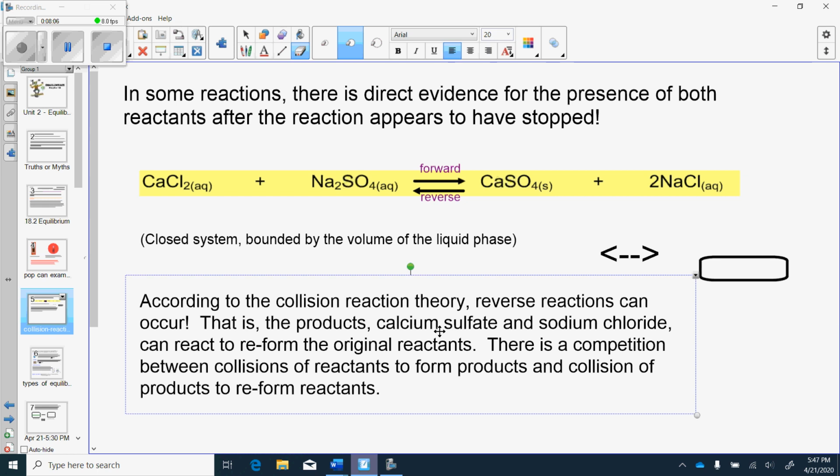So according to the collision reaction theory, reverse reactions can occur. That is, the products, calcium sulfate and sodium chloride, can react to reform the original reactants. There is a competition between collisions of reactants to form products and collisions of products to form reactants. And when that competition starts happening at the same rate, that's when we have equilibrium.